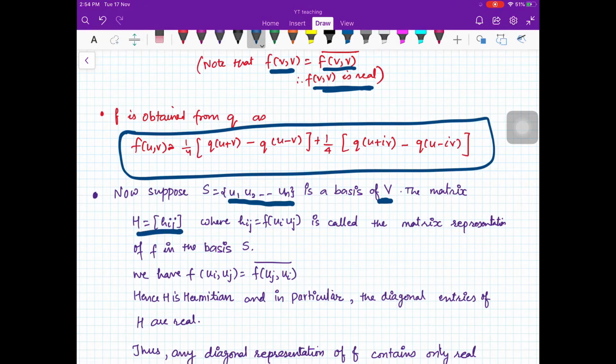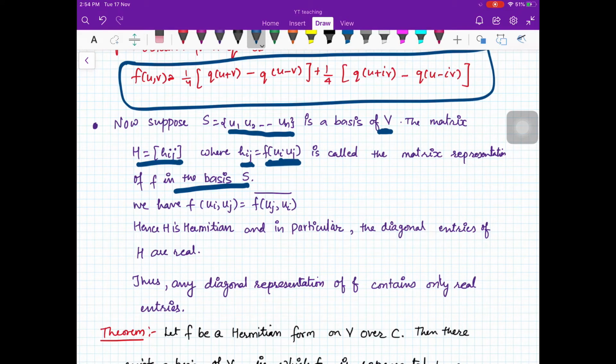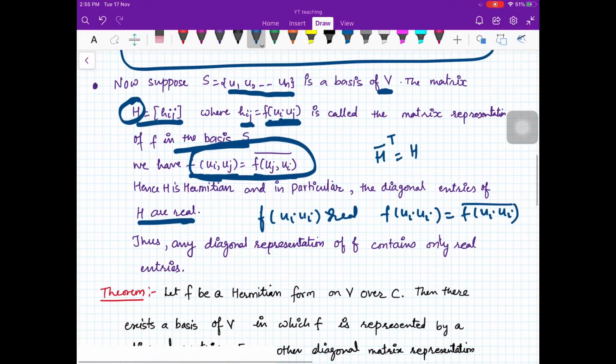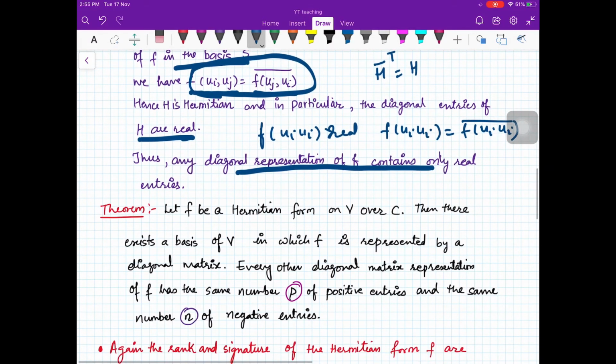Suppose u1, u2, ..., un is a basis of V. Then the matrix H with entries Hij = f(ui, uj) is called the matrix representation of f with respect to the basis. Here, because we know that f(ui, uj) is equal to the conjugate of f(uj, ui), H is a Hermitian matrix, because you will get that the conjugate transpose of H is equal to H. In particular, diagonal entries are real, because we have f(ui, ui) equal to its conjugate. Therefore any diagonal representation of f contains only real entries.